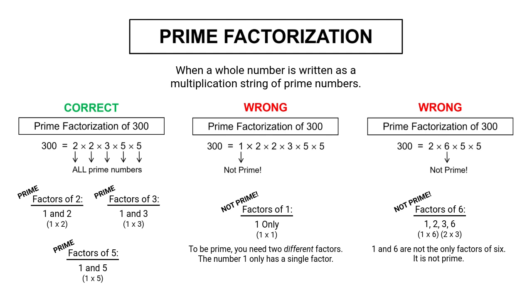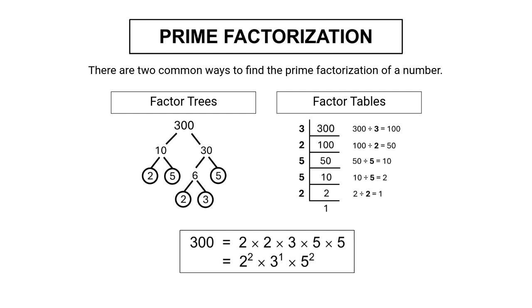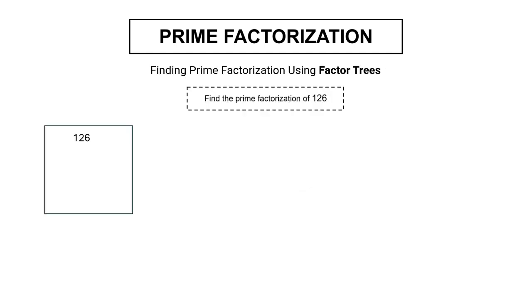So now that we know what prime factorization looks like, let's go into the process of finding it. So the 2 easiest ways to find prime factorization is to use factor trees or factor tables. Now I'll be going through these examples fairly quickly, but if you want further details on how to make a factor tree or factor table, I'll put links in the description. So let's start by finding the prime factorization of 126 using factor trees.